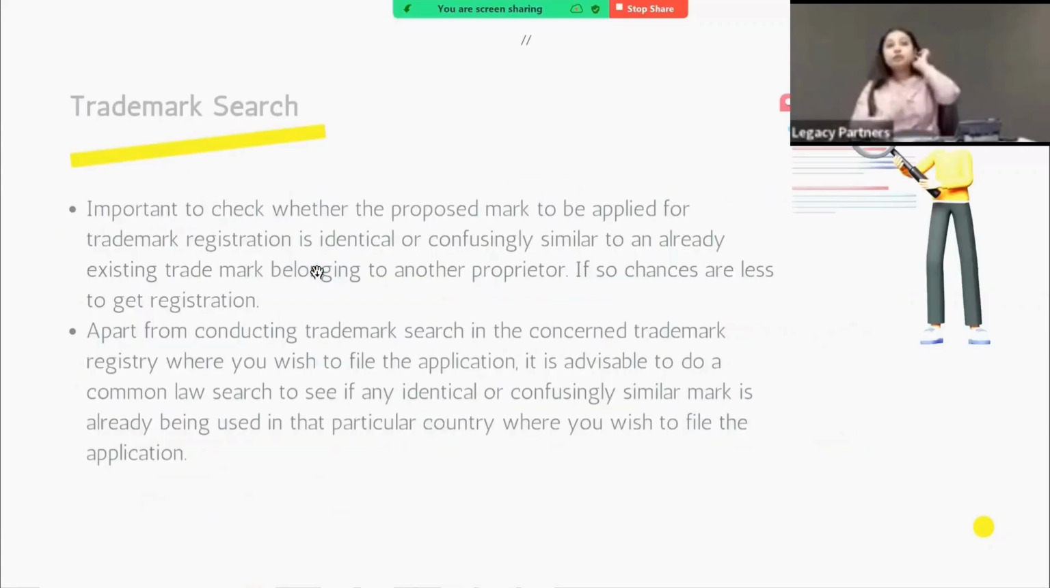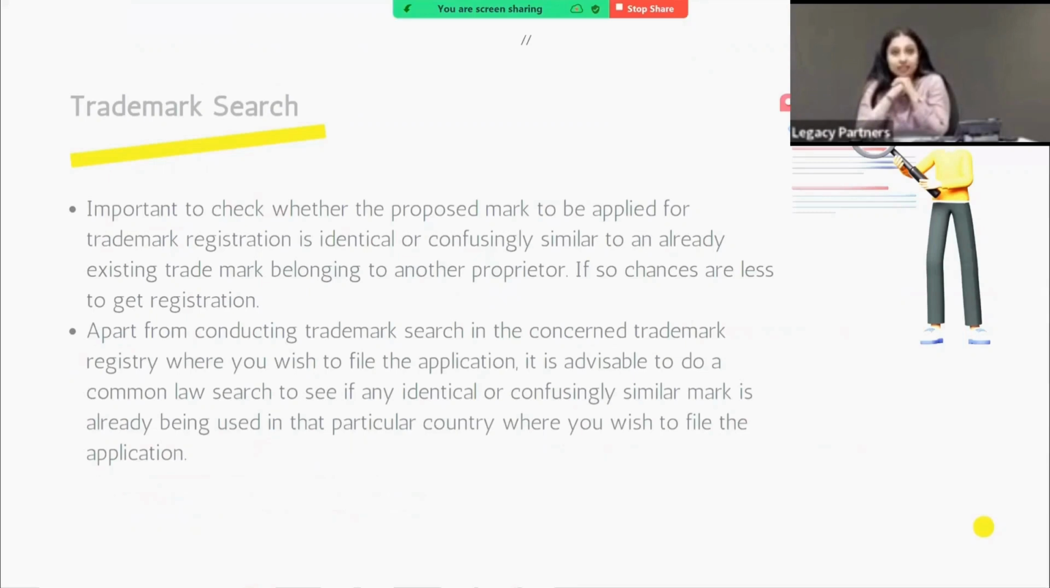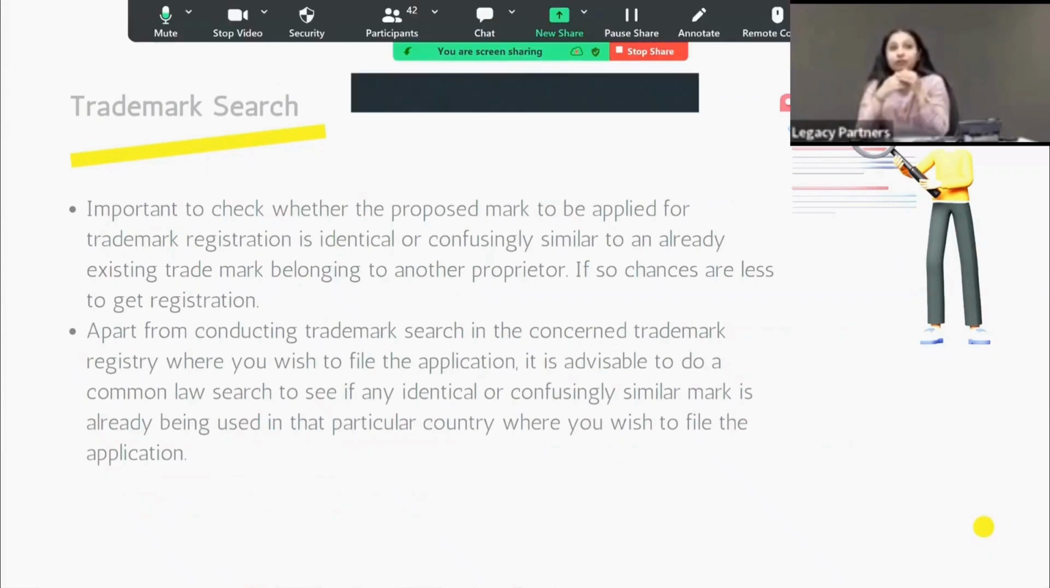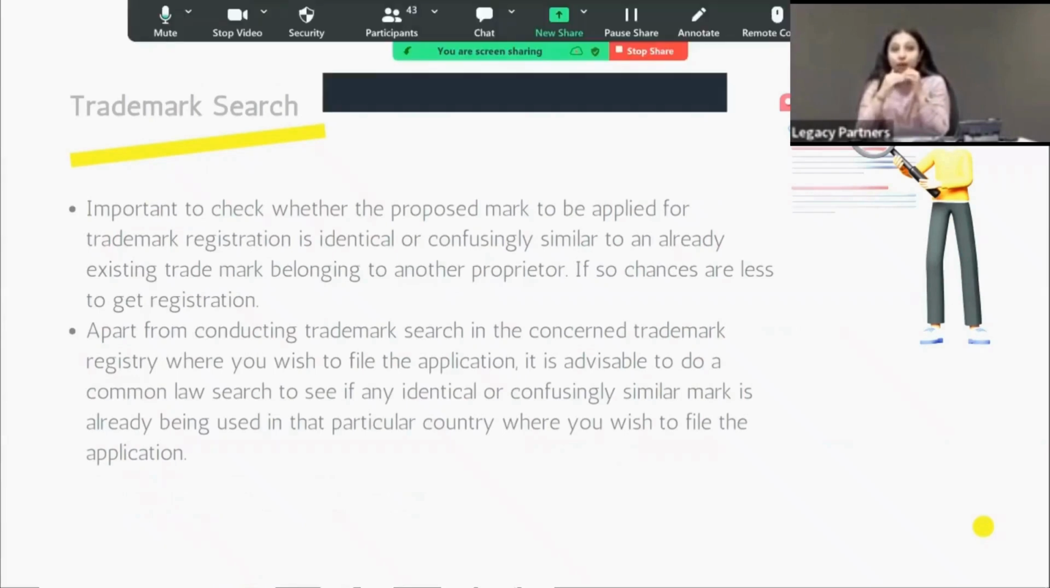Coming to trademark search. Before applying a trademark application, it is always advisable that you do a trademark search in the registry where you wish to apply the trademark application. This trademark search is usually done so that we get to know if there is any identical or a confusingly similar mark already in existence in that particular jurisdiction where we are seeking to apply.